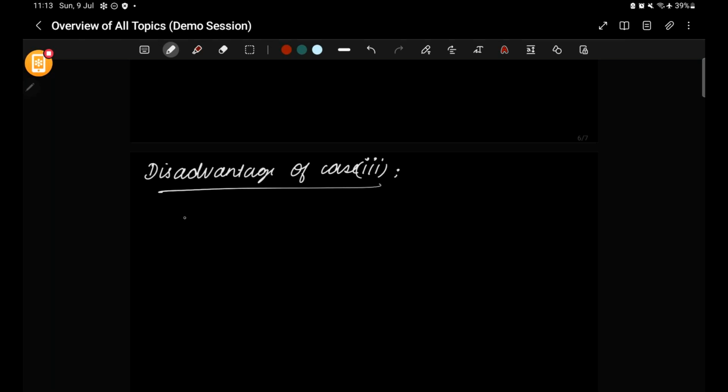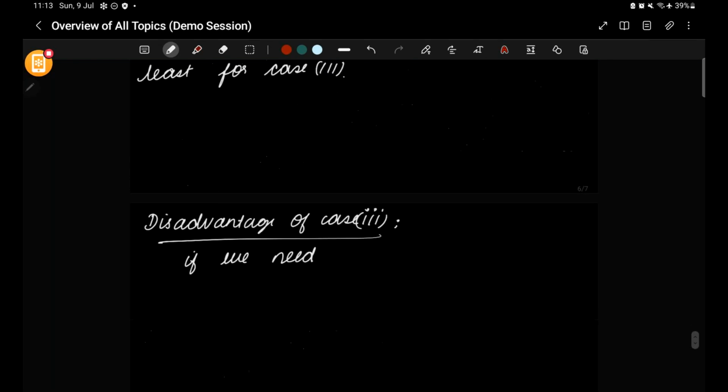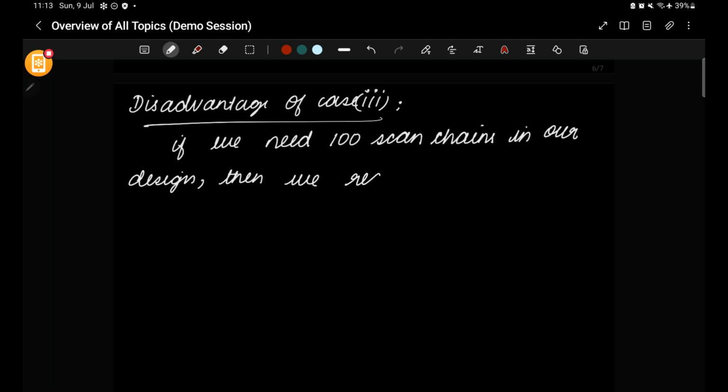So what is the disadvantage? In case 3 we had 100 scan chains. So if we need 100 scan chains in our design, then we require 100 scan in and 100 scan out ports from top level.